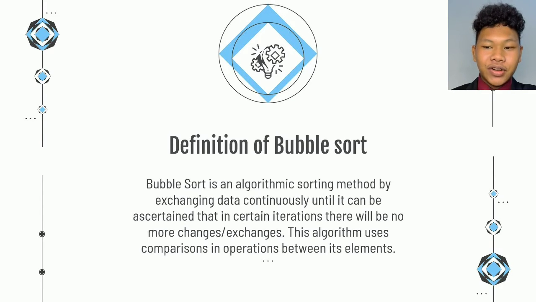Definition of bubble sort. Bubble sort is a sorting algorithm that repeatedly exchanges adjacent data until no more exchanges can be made. Then in certain iterations there will be no more changes or exchanges. This algorithm uses comparison between each pair of elements.